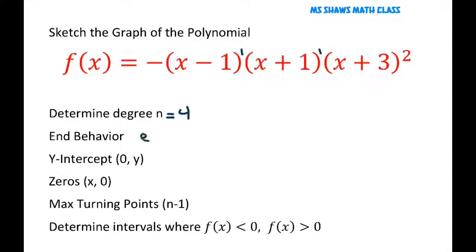4 is an even number. And also my lead coefficient, we can call this -1 here, is negative. And we're going to talk about end behavior in just a minute.